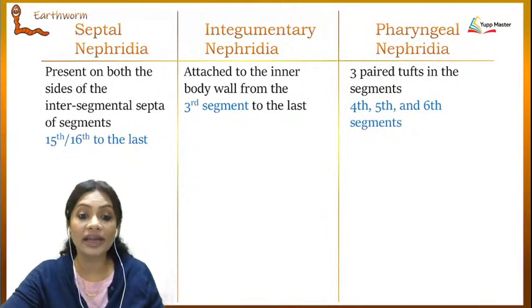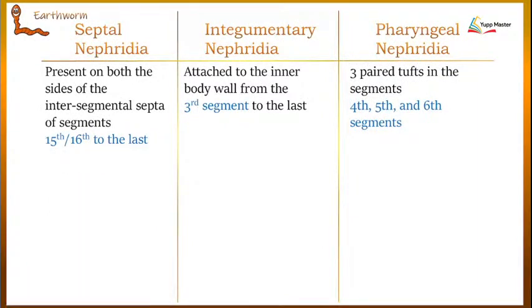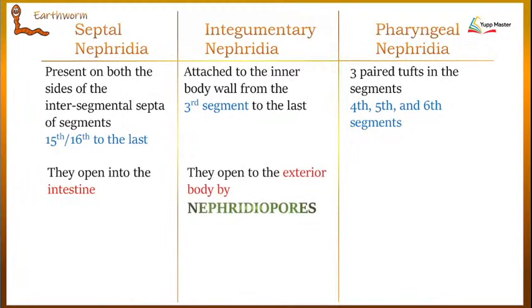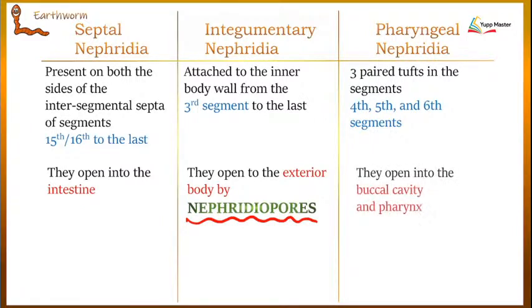Okay, coming to the next point. Do you remember which the next point was? Yes, it was where does it open? The septal nephridia open into the intestine. Integumentary open into the exterior. How do they open into the exterior? Those small pores, they were called as nephridiopores. Okay, the third one, pharyngeal nephridia. These were the ones which were opening into the buccal cavity and pharynx. Again, that is a part of the digestive system.